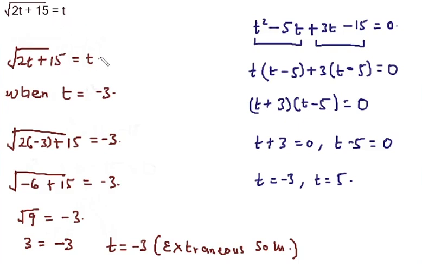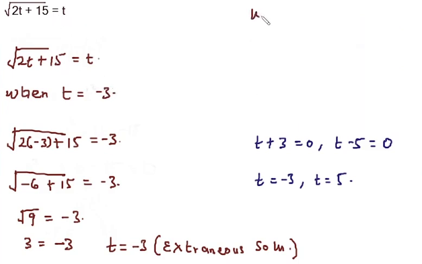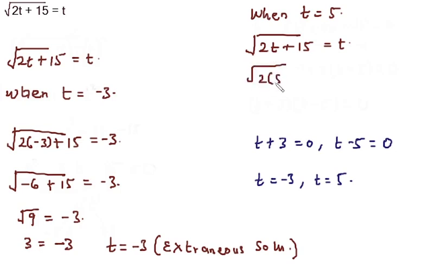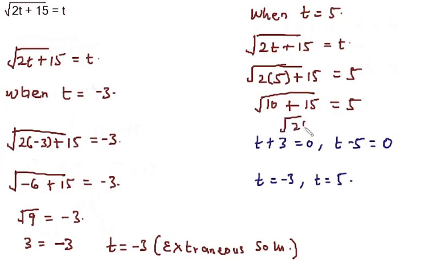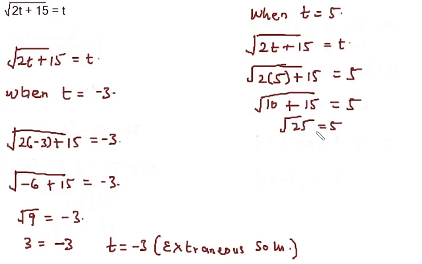So let's check for when t is 5. So when t is equal to 5, we have square root of, the equation is 2t plus 15 is equal to t. So square root of 2 times 5 plus 15 is equal to 5. So 2 times 5 is 10 plus 15. Now everything here is square root, and then this is 5. So 10 plus 15 is square root of 25. This is equal to 5. So square root of 25 is 5, and then this is equal to 5.